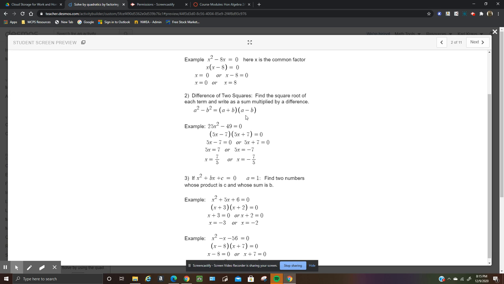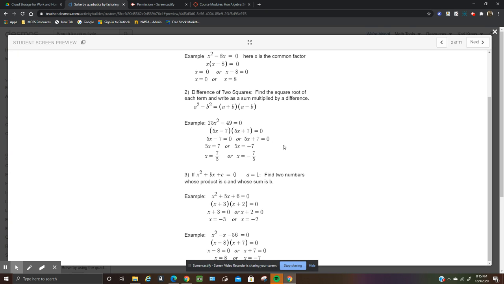So every quadratic has two answers, or it's going to have a repeated answer. And later on, we'll talk about imaginary answers. So a quadratic could have no real solution, but eventually we're going to find out about imaginary solutions or complex solutions.